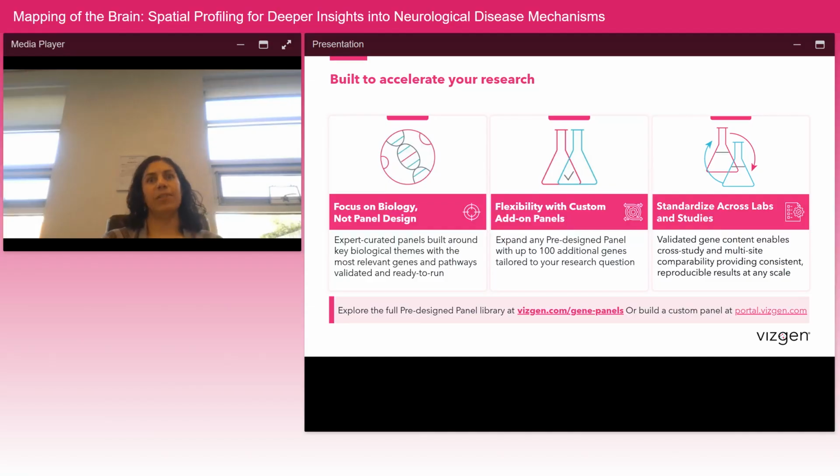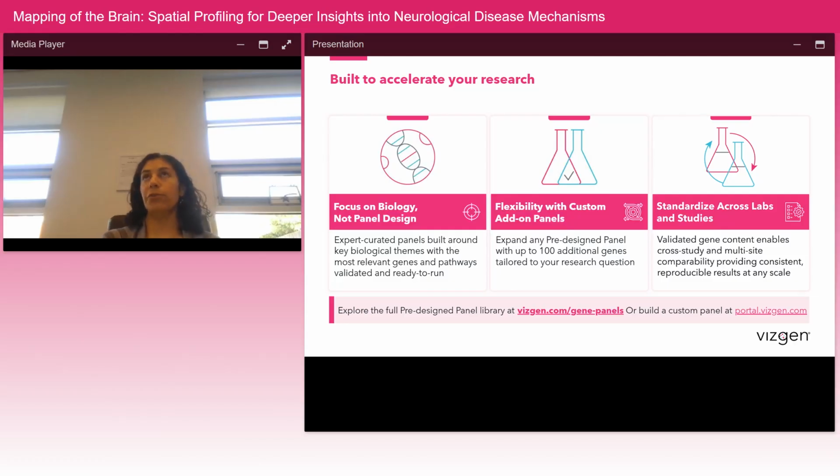Now, everybody has their particular gene of interest, and if that gene isn't in the panel, it's not useful for your question. So we've recently added the ability to customize those pre-designed panels. You can add up to 100 genes of your choosing into the pre-designed panel, which enables you to customize it to your specific research question.